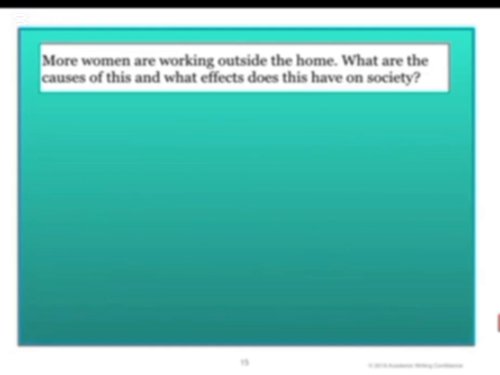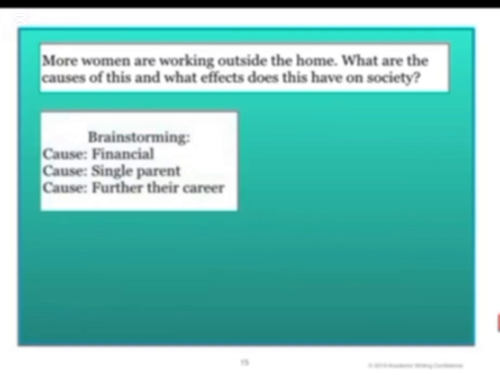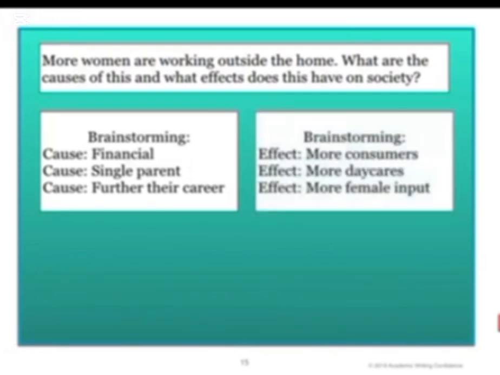Let's practice with this question. More women are working outside the home. What are the causes of this, and what effect does it have on our society? After some brainstorming, you may come up with these causes for why women are working outside the home. Financial reasons, being a single parent, wanting to further their career.